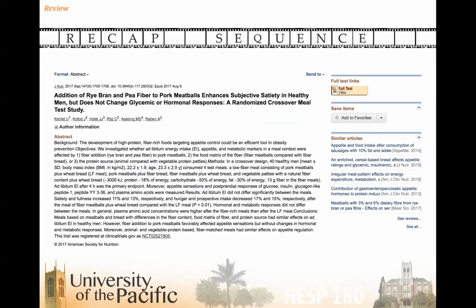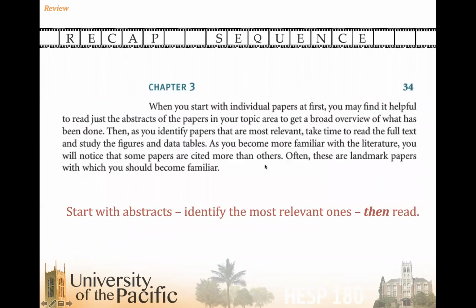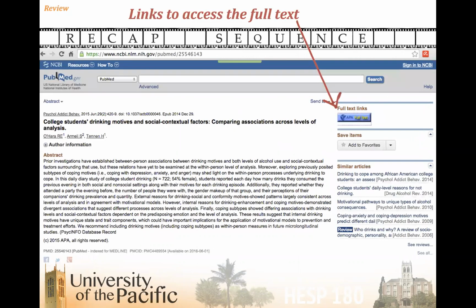Click on them. First, read the title. And if the title is enticing, either it's just so weird you have to read the abstract, or this looks applicable, this looks like something I'm going to use, then you move on to the abstract itself. This is the abstract. Now, this isn't about liquid puppies. This is about the addition of rye bran and pea fiber to pork meatballs. And if this is something you're researching, wonderful. Read the abstract. Oh, turns out that wasn't relevant. Fine, ignore it. If it is relevant, go to the full text links and see if you can get the full text. And again, same thing. Start with abstracts, identify the relevant ones, then read the articles.